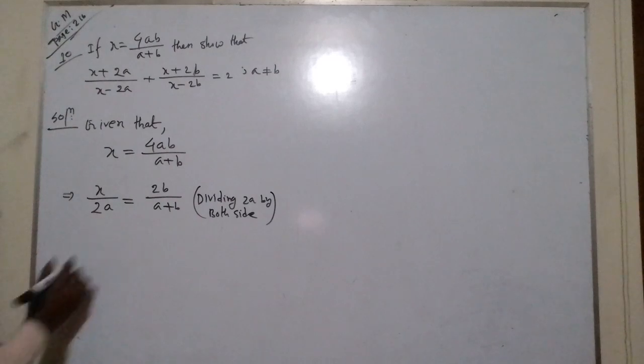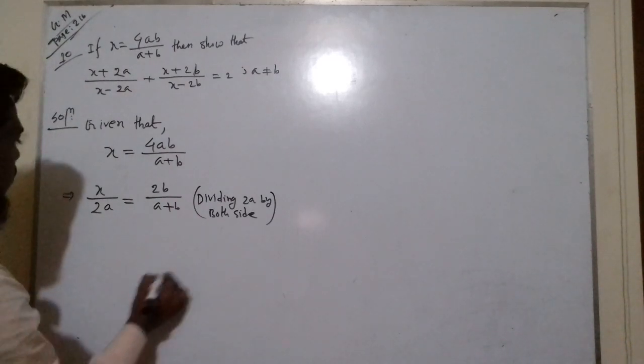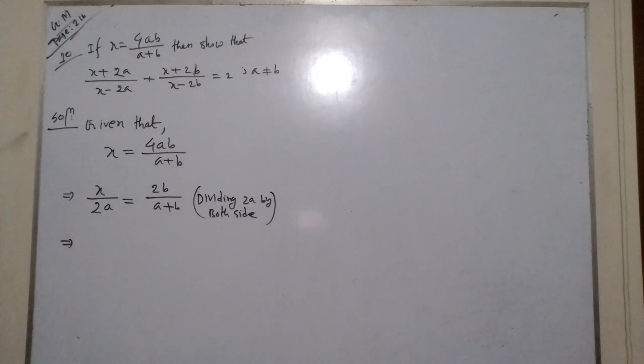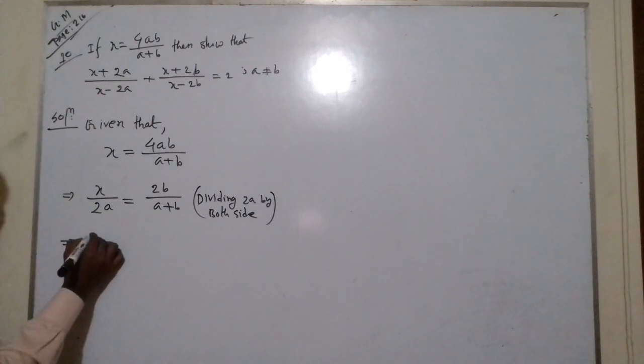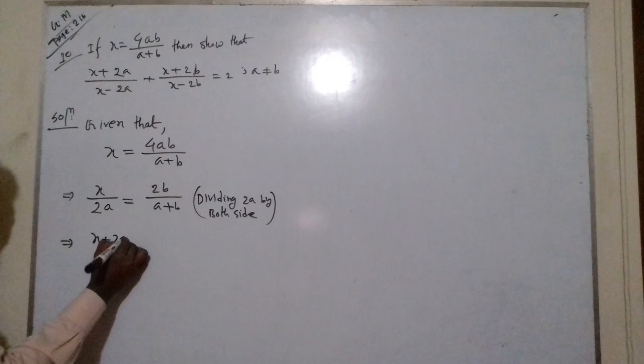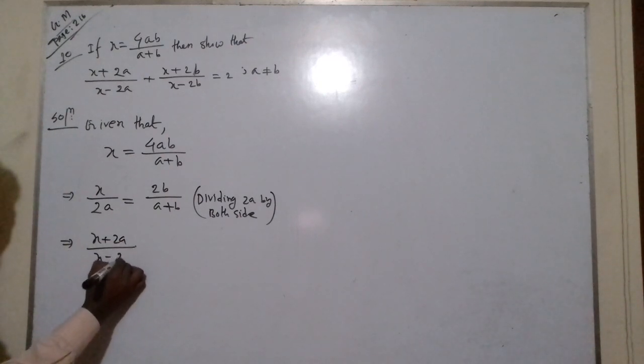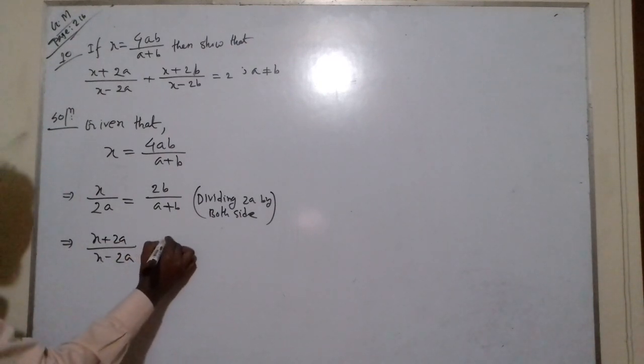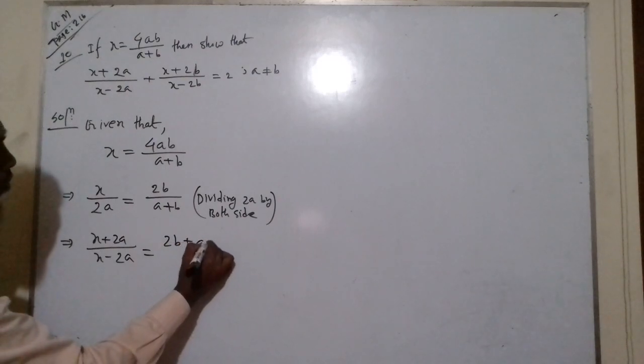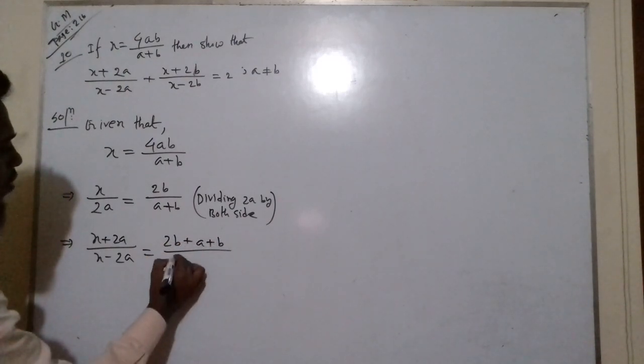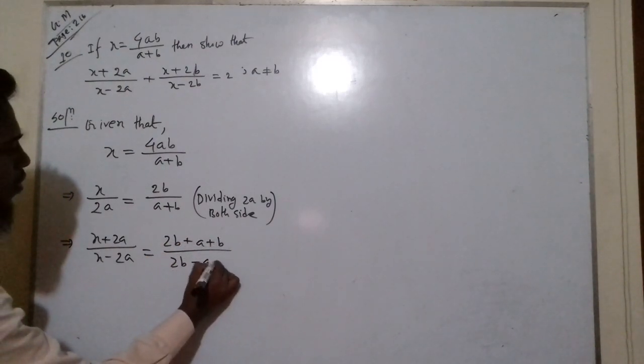So we can write this. Now if we apply the law of componendo dividendo, x plus 2a divided by x minus 2a equal to 2b plus a plus b divided by 2b minus a minus b.